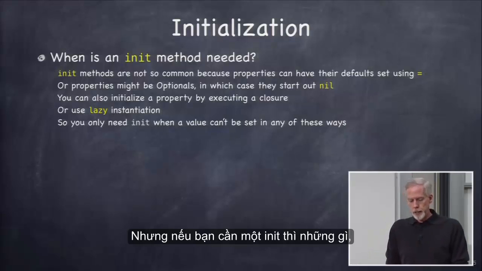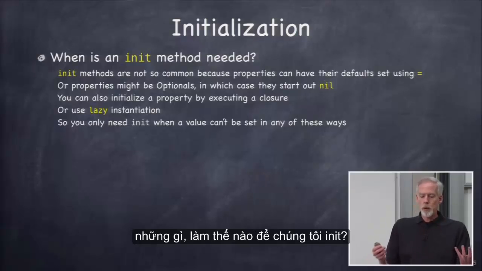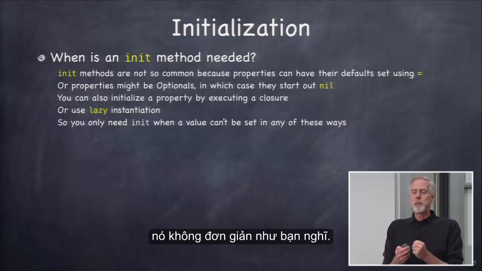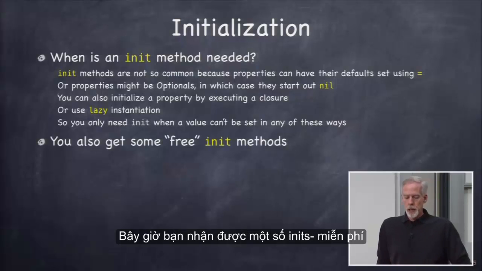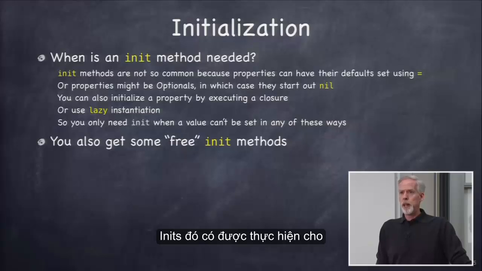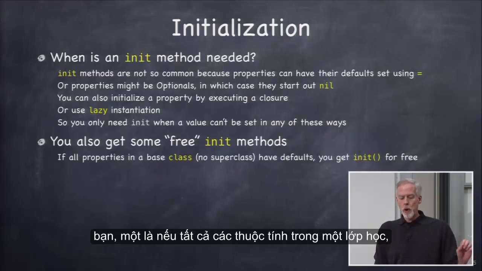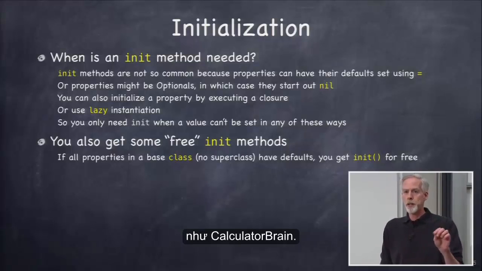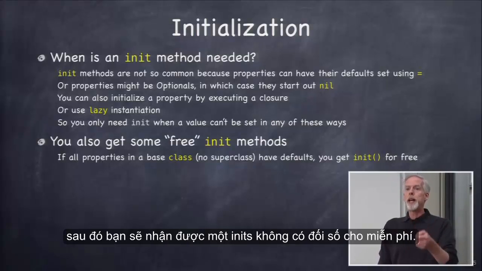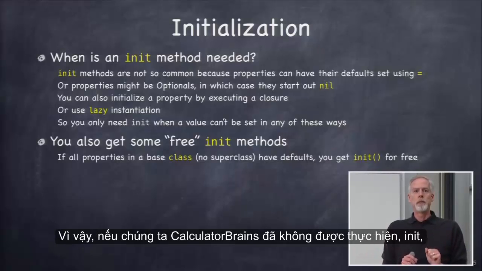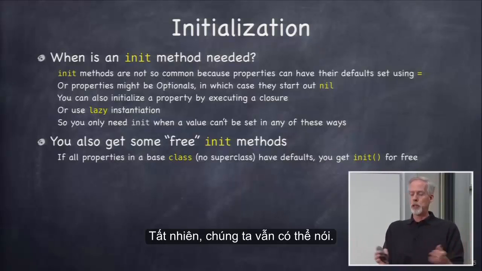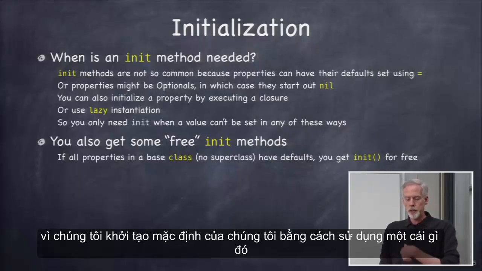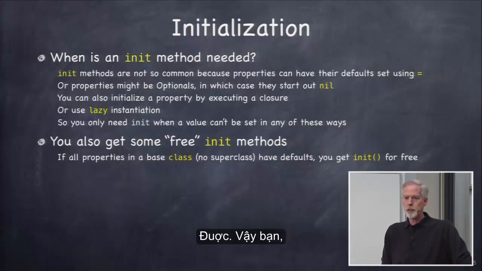But if you do need an init, how do we do init? Because init has some kind of interesting interdependencies. It's not as straightforward as you might think. Now, you get some free inits, inits that get done for you. One is that if all the properties in a base class, not something that has a superclass, like calculator brain, all have defaults, then you'll get an init with no arguments for free. So if we hadn't implemented calculator brain's init, of course we still could have said brain equals calculator brain parentheses. That's because we get a free init in calculator brain because we initialized all our defaults using equals something. So that's one way to get an init.